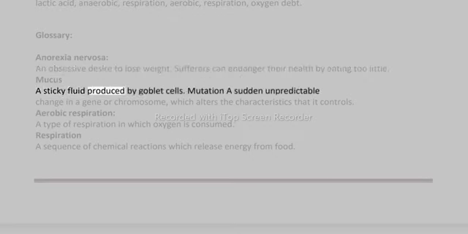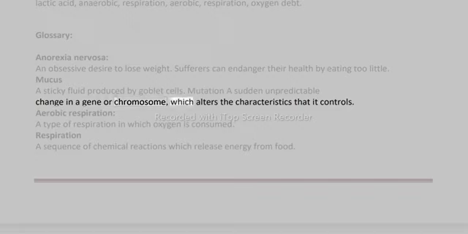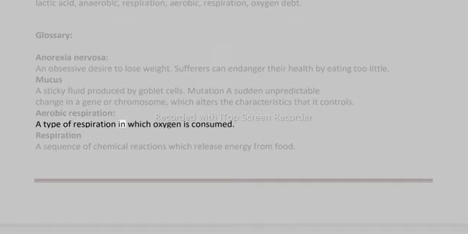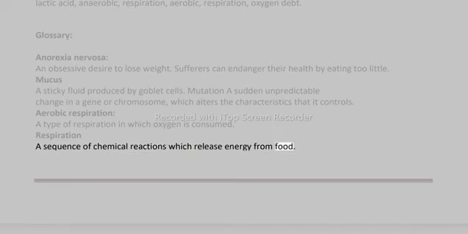Mucus, a sticky fluid produced by goblet cells. Mutation, a sudden unpredictable change in a gene or chromosome which alters the characteristics that it controls. Aerobic respiration, a type of respiration in which oxygen is consumed. Respiration, a sequence of chemical reactions which release energy from food.